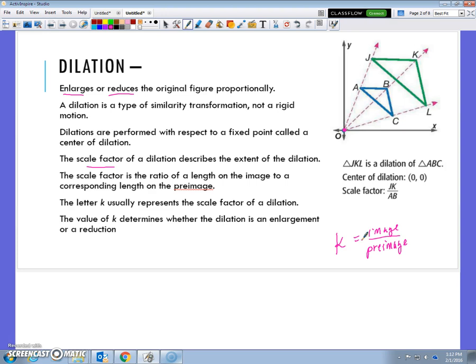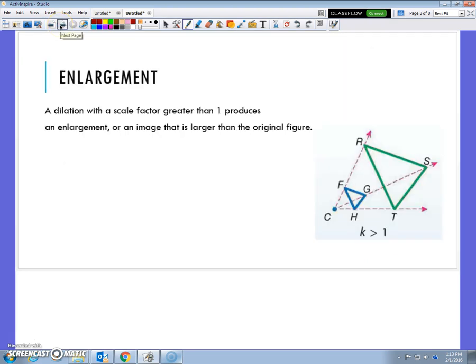If you look at the diagram here, it says triangle JKL is a dilation of triangle ABC with the center of dilation at 0, 0. The scale factor is JK to AB. So we would compare JK on the top to AB on the bottom. Image to pre-image, this would be an enlargement or a stretch, because the image is getting bigger. So the scale factor should be bigger than 1, which is what I want to talk about right now.